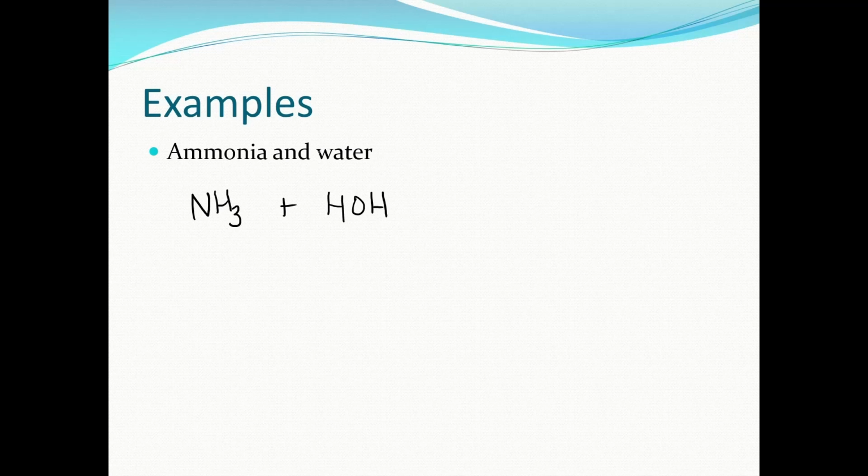Okay, so let's do an example. We have ammonia and water. We've done this one before, but we're going to talk about it in terms of Bronsted-Lowry acids and bases. Ammonia is a base. That's one that you should remember. Ammonia can act as a base because it's got those lone pairs on top. So this hydrogen is going to be attracted to the lone pair of nitrogen, and when it does that, it's going to make NH4. Anytime a hydrogen goes somewhere, it brings a positive charge, and then it leaves behind a negative charge.